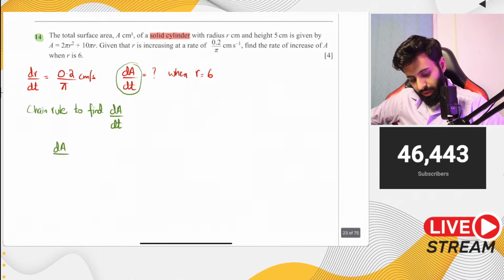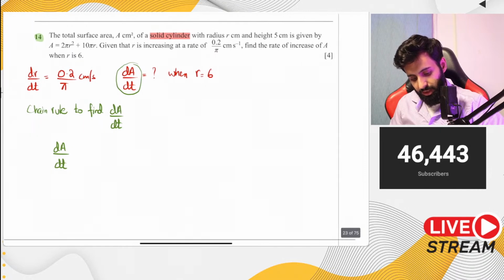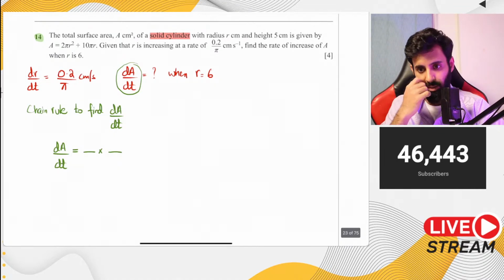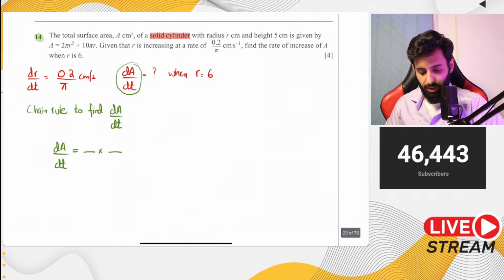Now the way this works is very easy. A lot of people make a big deal about making a chain rule, but it's actually very, very easy. You need to multiply two fractions such that once you've multiplied them, you end up with dA upon dt.